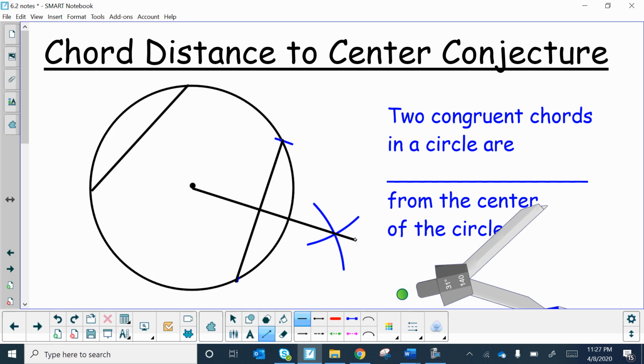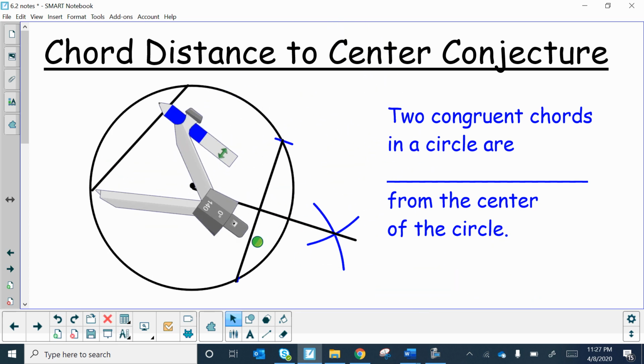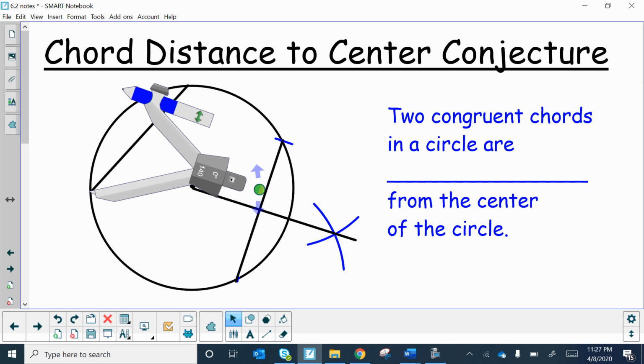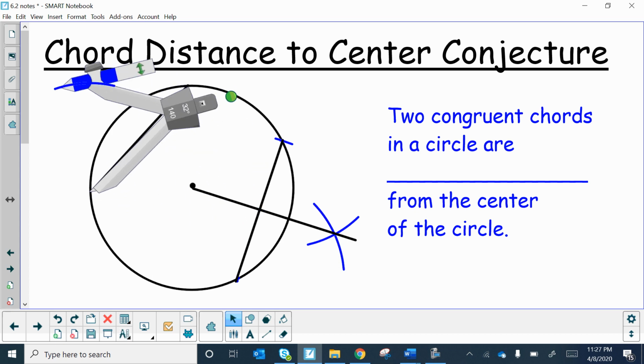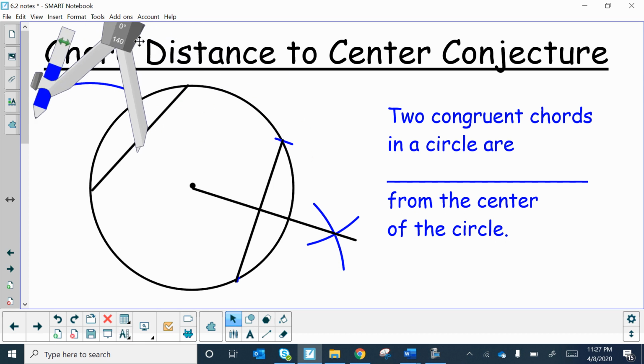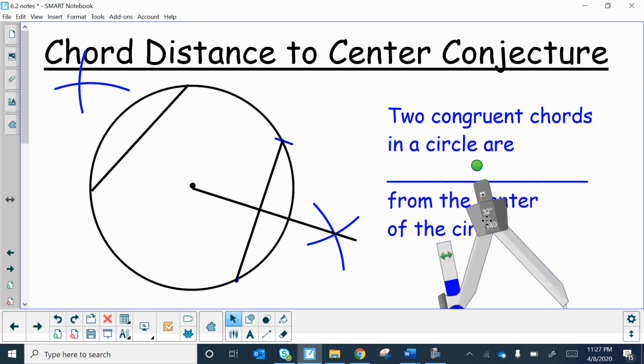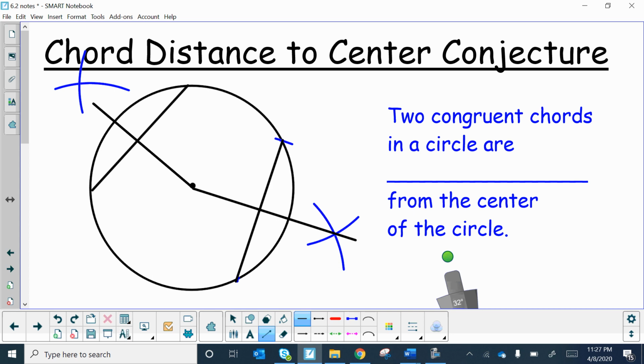Okay. So I'm going to do the same thing for my other congruent segment over here. So I'm going to put my compass on the end point. I'm going to make an arc out there. Come around on this end point and make that same arc. And we're going to connect from there to there.